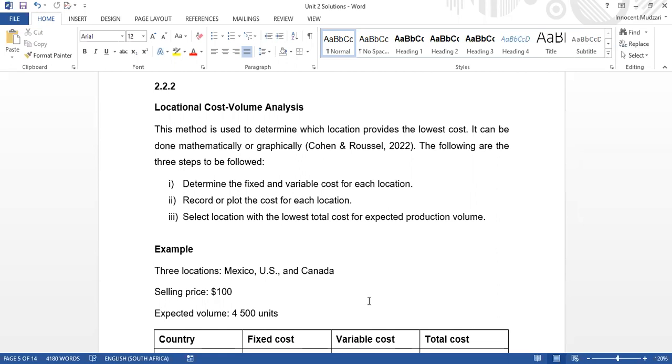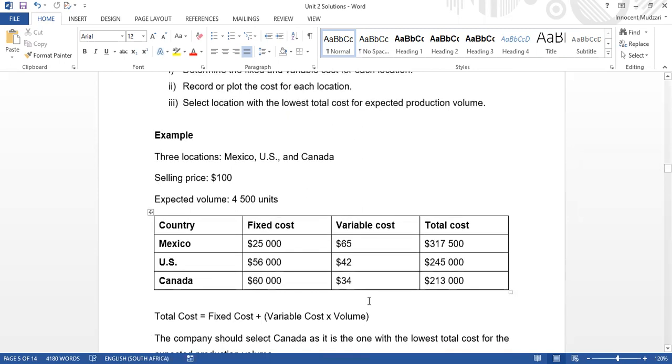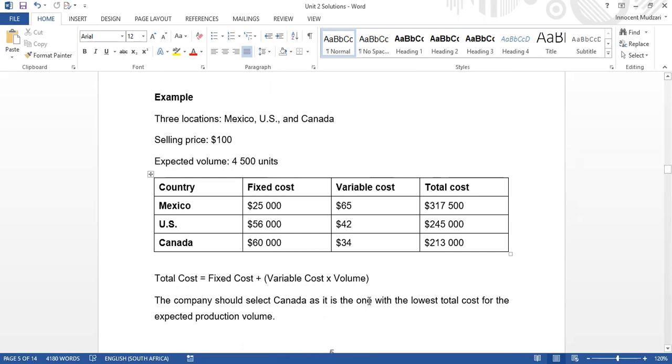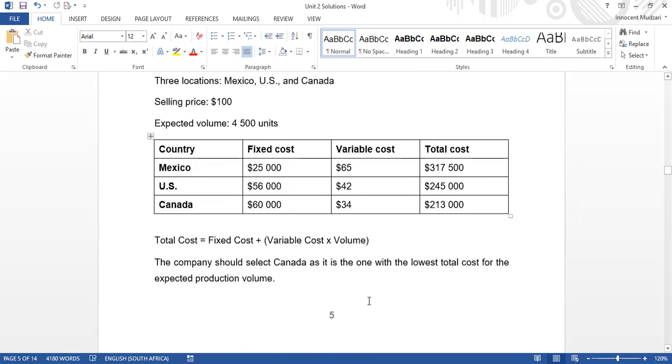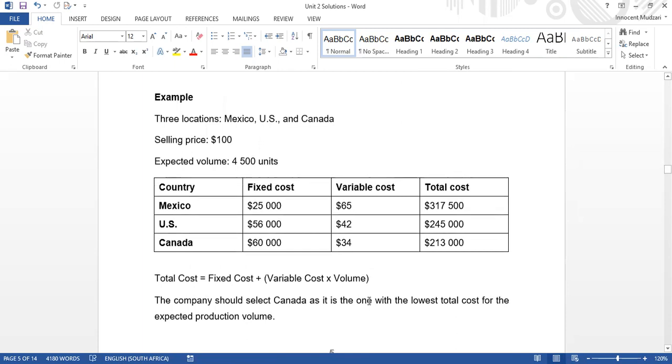Right? So the locations that you can work with there from North America, we have Mexico, we have the United States, and we have Canada. These are 3 locations that you can work with, right? So here we have selling price, we have the volume of units, right?